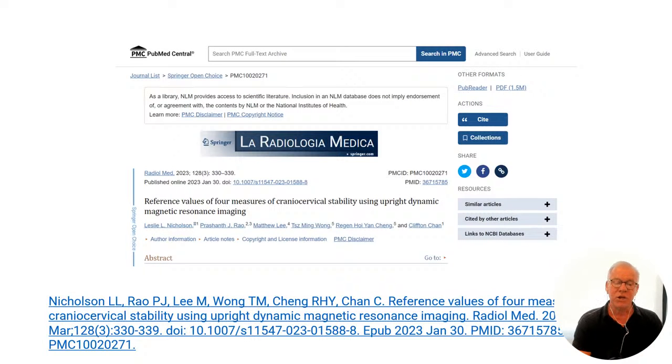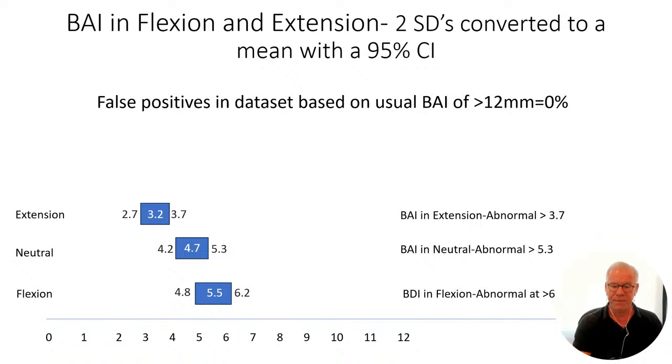So this is the new study that was just published last year in upright MRI. Good news and bad news. The good news is it did look at normal controls. The bad news is it didn't really have a symptomatic CCI group, but it does at least allow us to say, what should this normal number be?